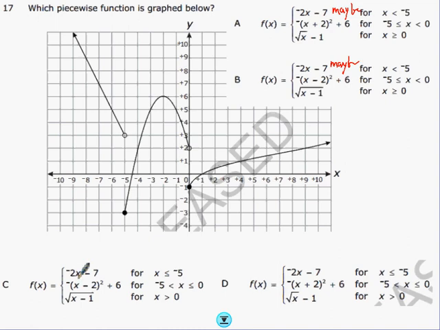C, negative 2x minus 7. It says less than or equal to. But that's an open circle. So this one is wrong. It's not C. Let's look at D. He also says less than or equal to. That's wrong. Okay, we've already narrowed it down to 2 just by looking at that.